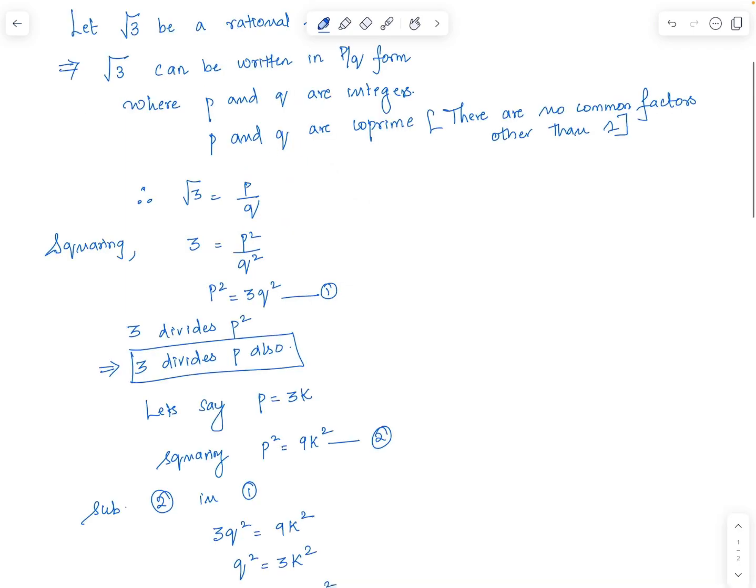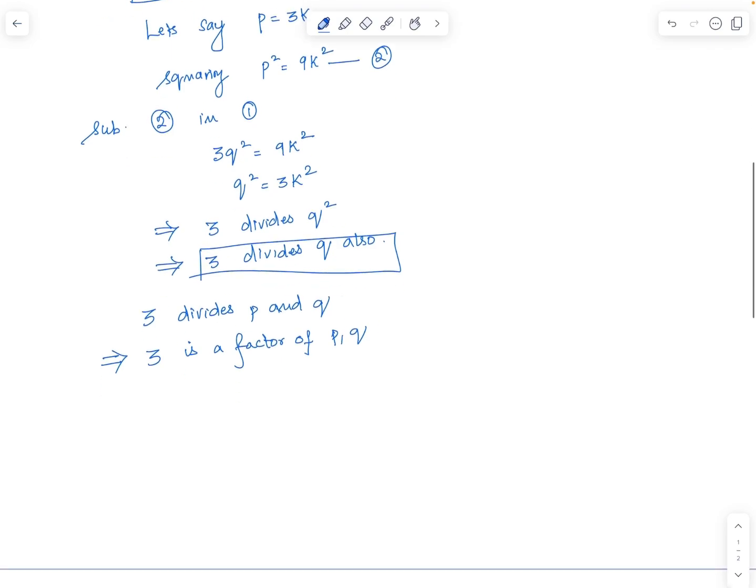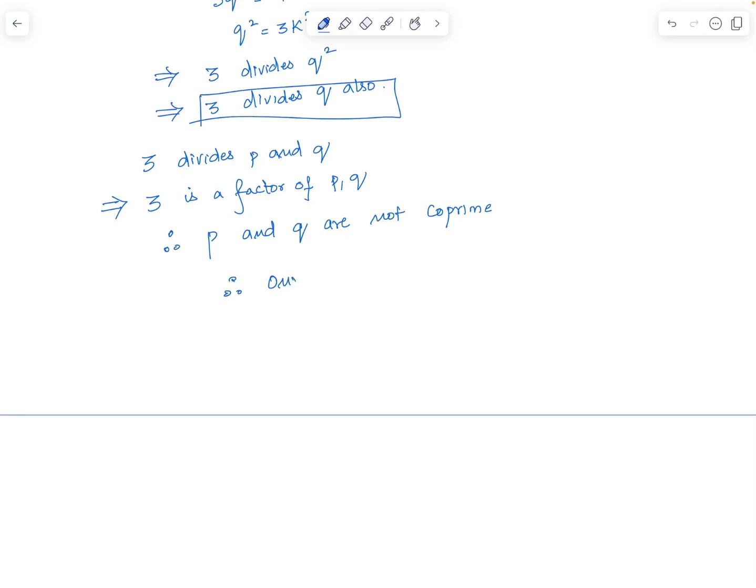Our assumption is P and Q are coprime, but in the process of proving, we have landed up with a statement that 3 is another factor other than 1. Therefore, P and Q are not coprime. Therefore, our assumption that root 3 is rational is wrong. Therefore, root 3 is irrational. Hence proved.